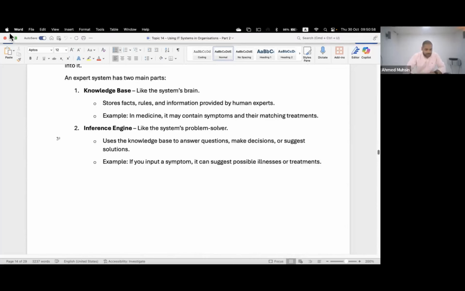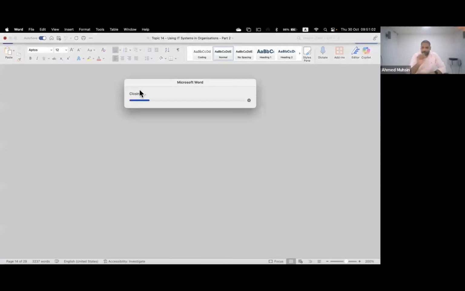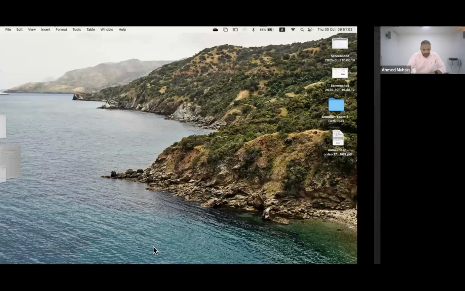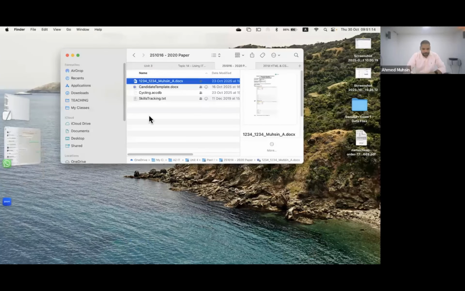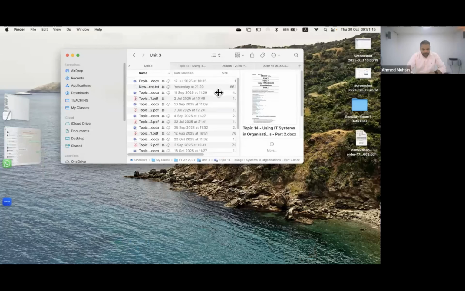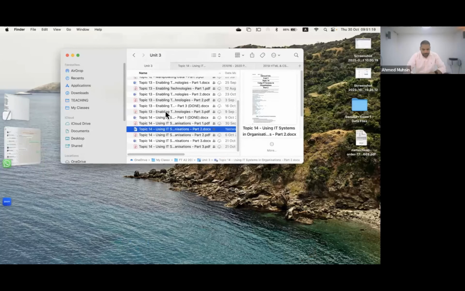Right, boys, girls, everybody, in topic 14, part 2. Guys online, can you all first collect it from here? Some of you, I think, already have the hard copy because I gave it last week. Those who don't have it, can you all take it from here? So topic 14, part 3.